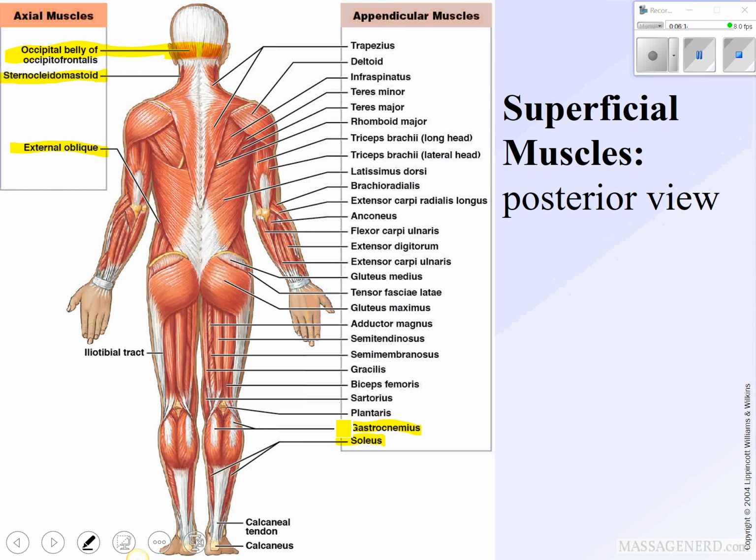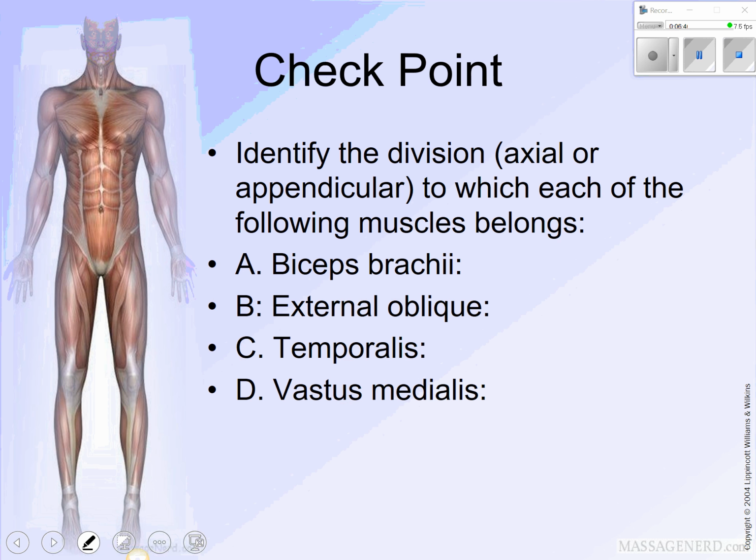Soleus, gastrocnemius, sartorius, biceps femoris, gracilis, semitendinosus, semimembranosus, adductor magnus, gluteus maximus, the TFL, gluteus medius, brachioradialis, latissimus dorsi, triceps brachii, just know it together, teres major, teres minor, infraspinatus, deltoid, and trapezius. So on this picture, that's what you would need to be able to view or label.